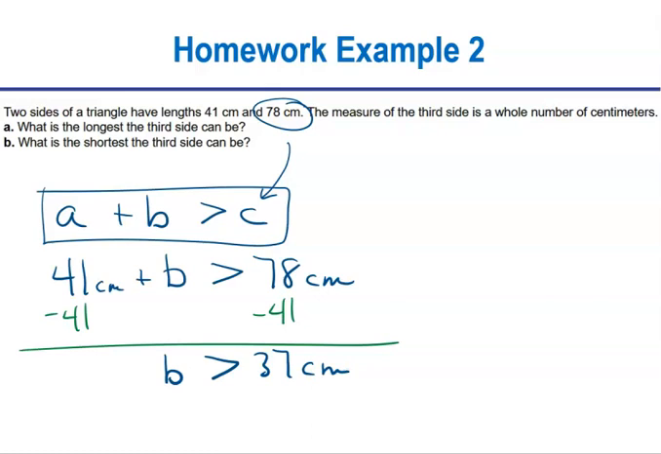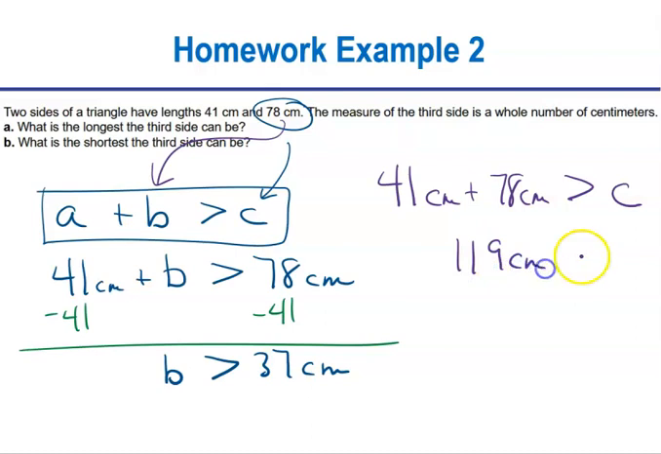Now hold that thought. Let's change colors and do this again. What if side C was the one we don't know and 78 was side B? So now I'm going to let 78 be side B, and 41 is still side A. So 41 centimeters plus 78 centimeters has to be greater than C. Well, what's 41 plus 78? That's 119 centimeters. It has to be greater than C.